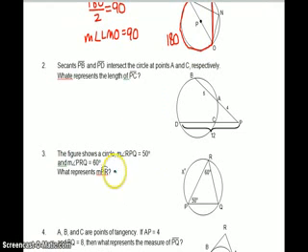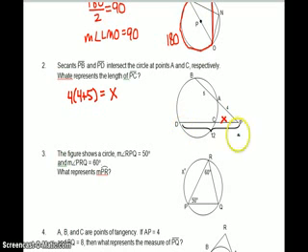Number 2. Secants PB and PD intersect the circle at points A and C, respectively. What represents the length of PC? Well, PC is this piece out here, so since we don't know what that is, we'll make that X. And by our rule, the outside times the whole segment of this side is equal to the outside times the whole segment of this side. The outside of this segment is 4. The whole segment is all of this, or 4 plus 5, so we're just going to put that there. We're going to set that equal to the outside of this, which is X. The whole segment is 12.